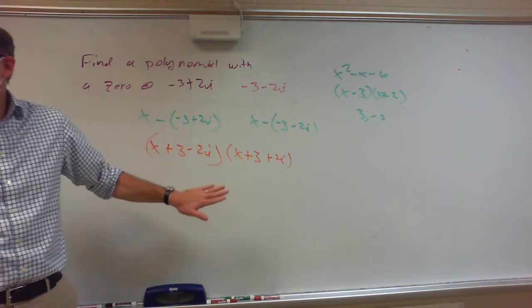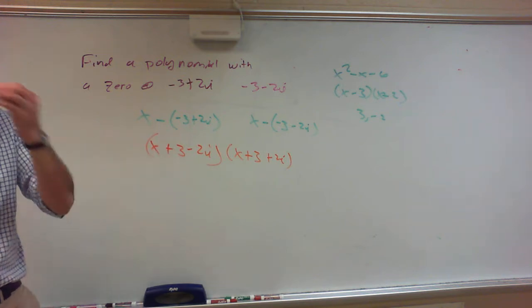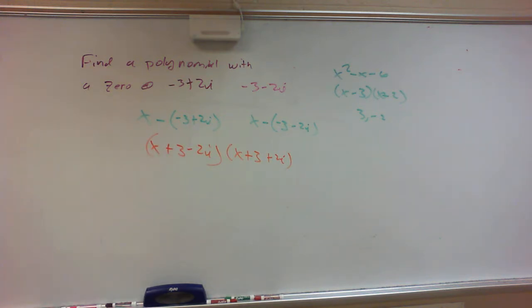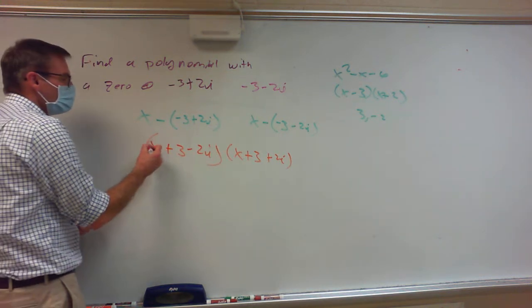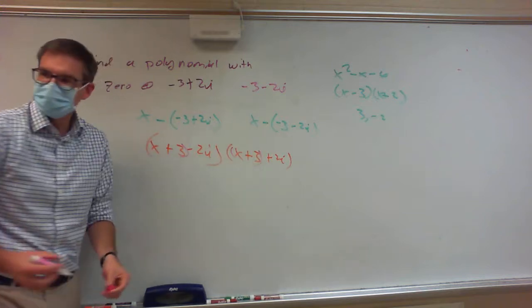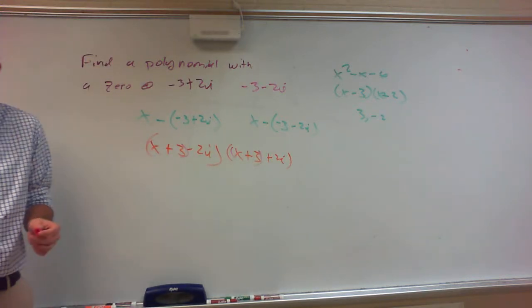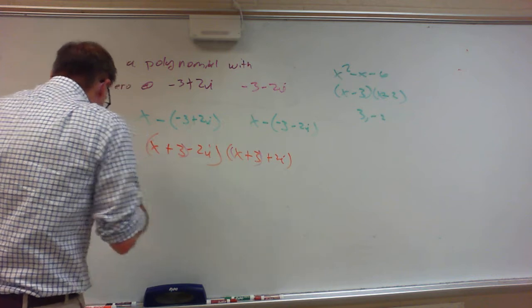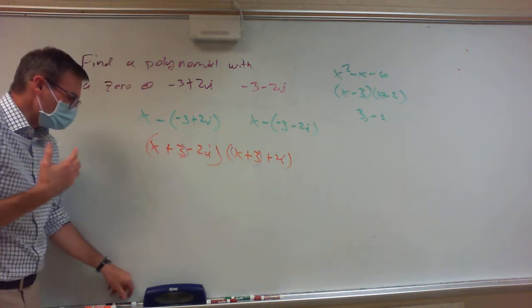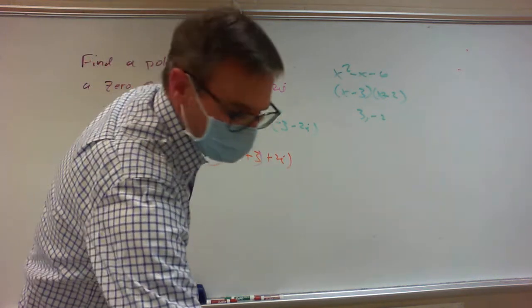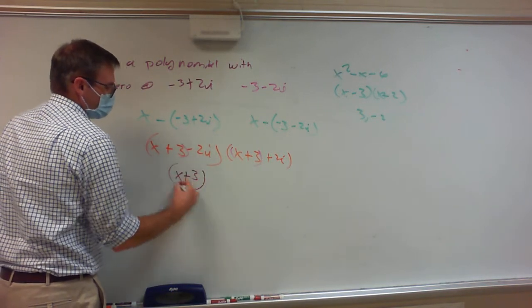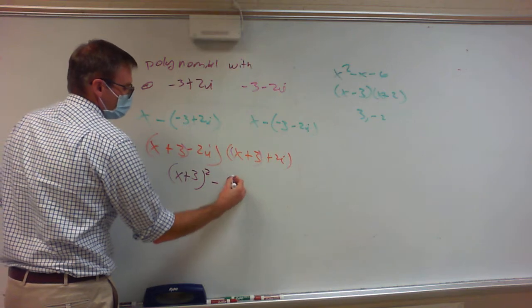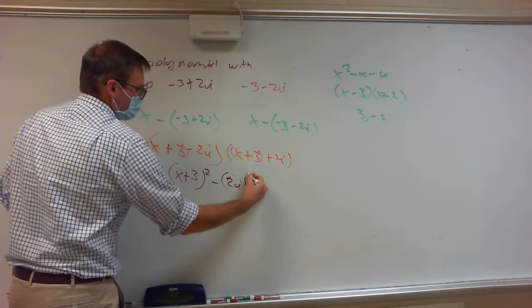Now, what was the trick? How did we multiply these together? Oh, you put a smiley face. We think of the smiley face thing, and so we remember to put parentheses around the x plus 3's, right? Oh, we put a smiley face there, yes. And now, when we have our x plus 3 there, then I end up with x plus 3 squared minus 2i squared.